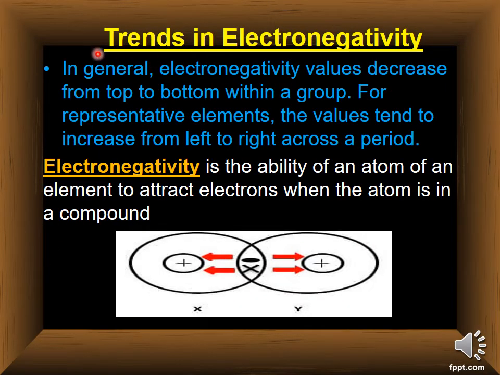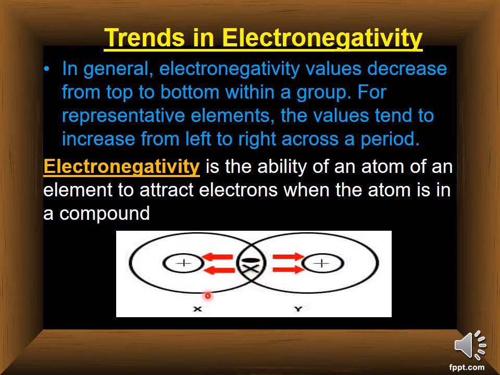Now the most important one, the trends in electronegativity. Before we start everything, first you have to know what electronegativity is. Electronegativity is the ability of an atom of an element to attract the electron when the atom is in a compound, or the proper definition I'm going to explain here.